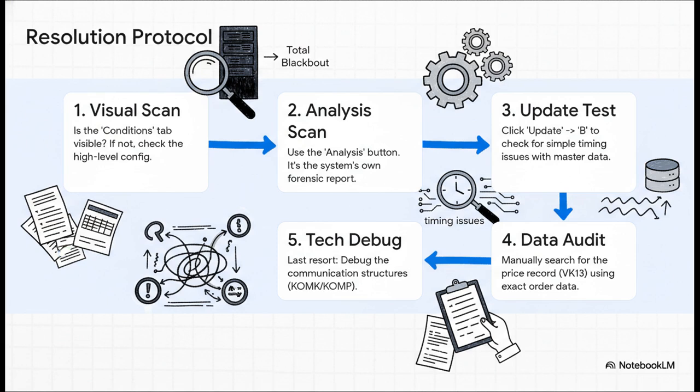First things first, you do a quick visual scan. Is the whole pricing tab missing? If yes, you know it's a total blackout, a blueprint problem. Then you hit the analysis button. Go to the forensics lab. Step 3 is a simple update test, which catches any data that was fixed after the order was created.